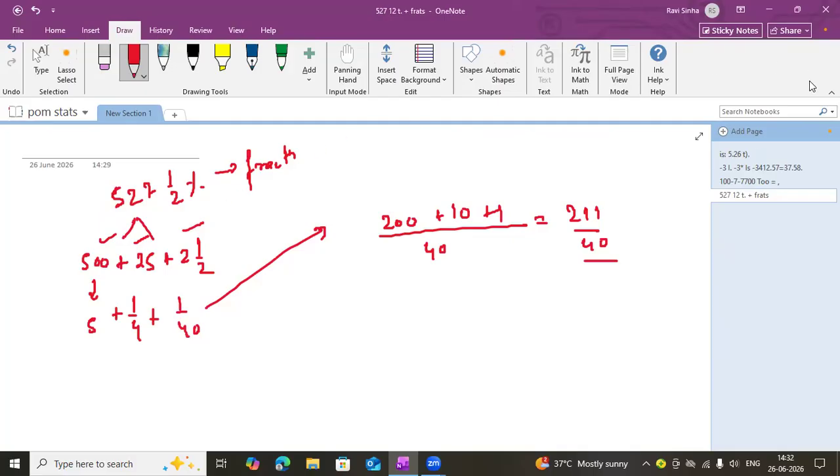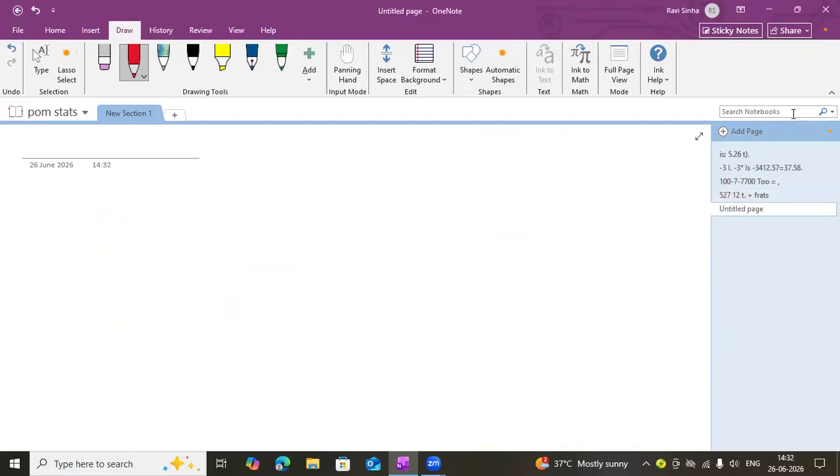So let us do one more problem. How to convert 483 1 by 3% into fraction. So you take 2 minutes of your time and then we'll proceed with the solution.